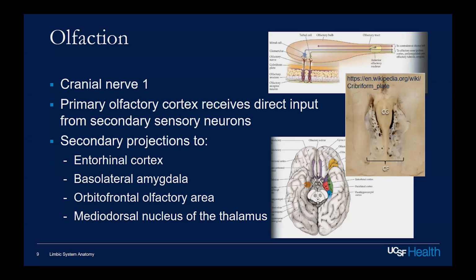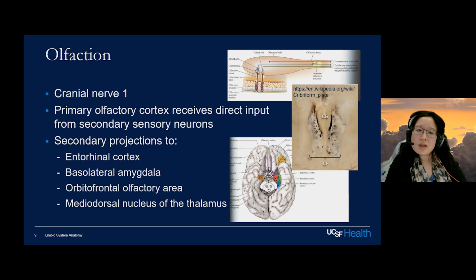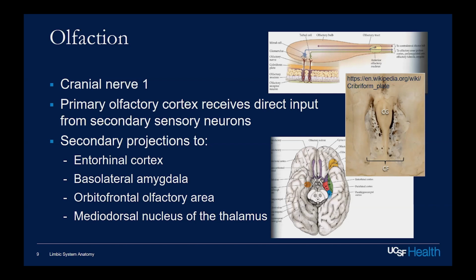Olfaction is really tied to the limbic system, so I thought we could go over it today. Our sense of smell really starts out at these olfactory receptors that are along our nasal mucosa in the nose. And these receptor neurons, sensory neurons, come in through the cribriform plate, and you can see these are little tiny holes in the skull. And they synapse onto neurons in the olfactory bulb.